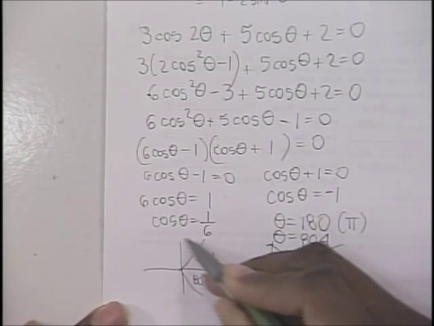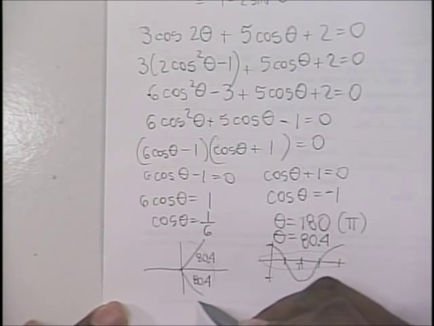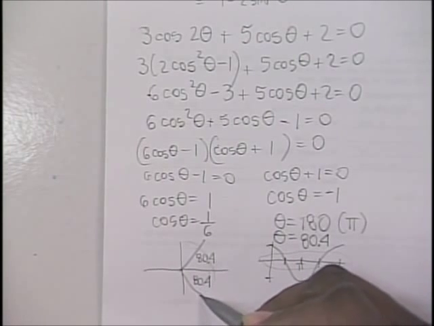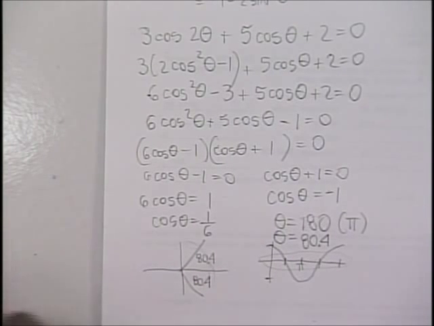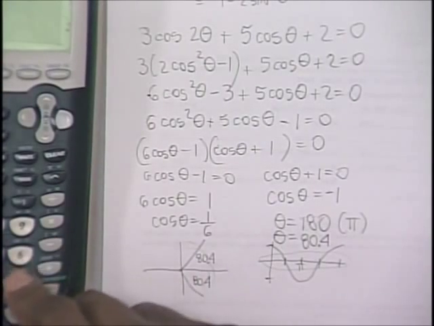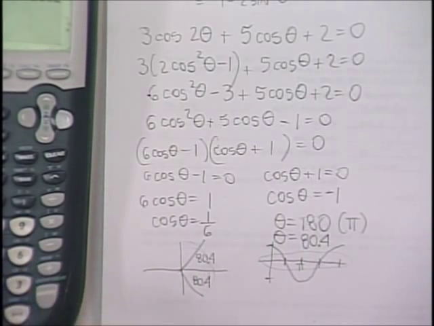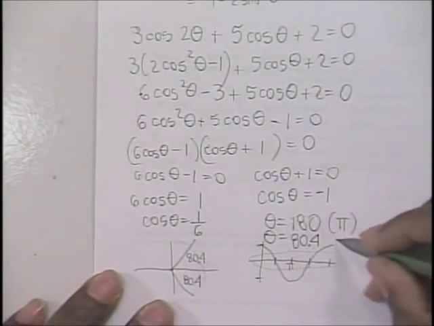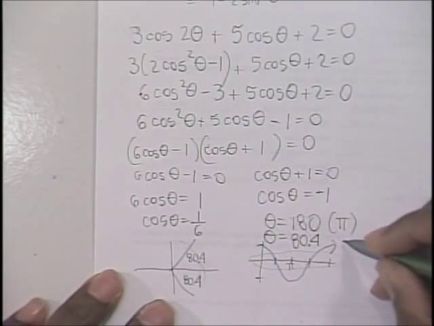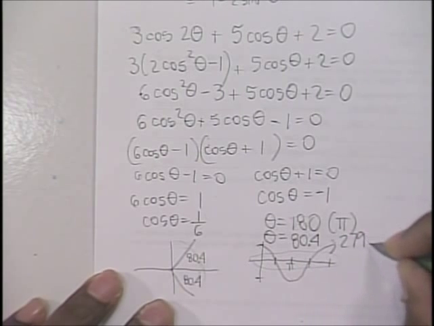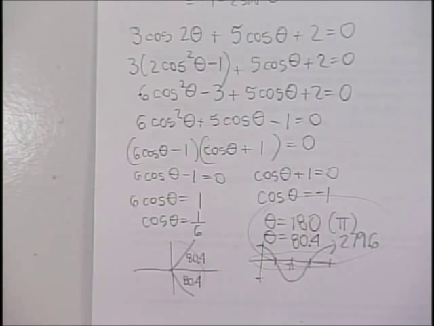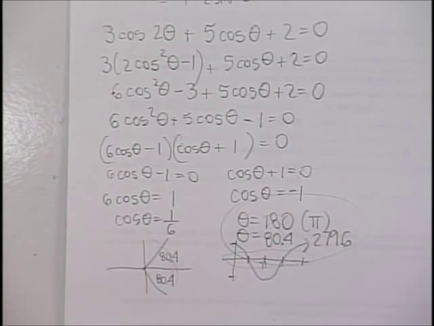If you want to stop here, you have to take 360 minus that reference angle of 80.4. So let's do that. Subtract from 360, and you get 279.6. All right, so the other answer is theta is 279.6. So that's three answers for that particular problem.